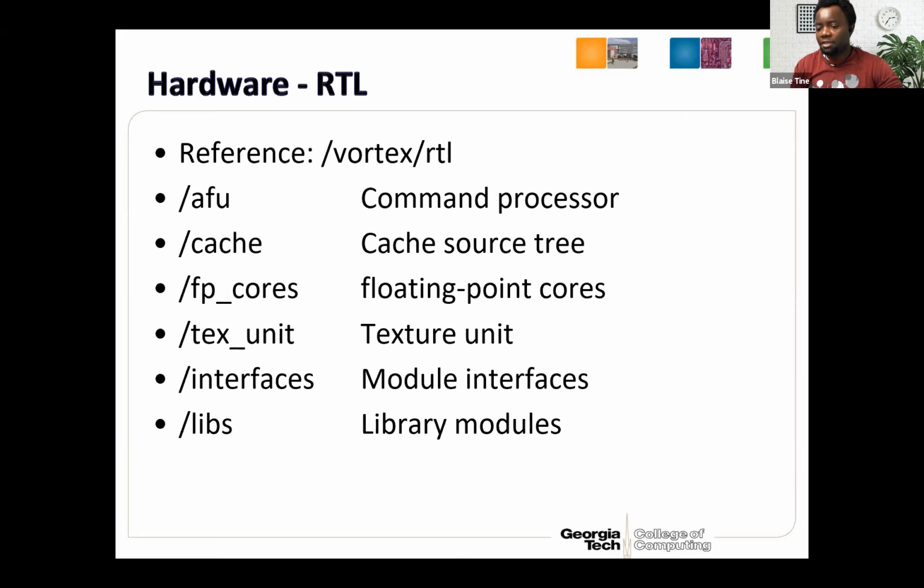The texture unit is under the texture unit location. The interfaces folder is where we place all the interfaces for Vortex. In the last section, when I talk about the coding convention, I will be talking a little bit about why we heavily use interfaces in the platform. Libraries are where we place all the shared components. An example of a library could be a FIFO module.